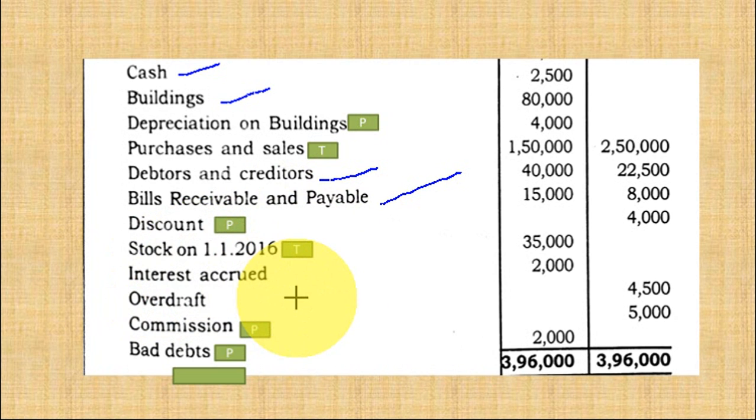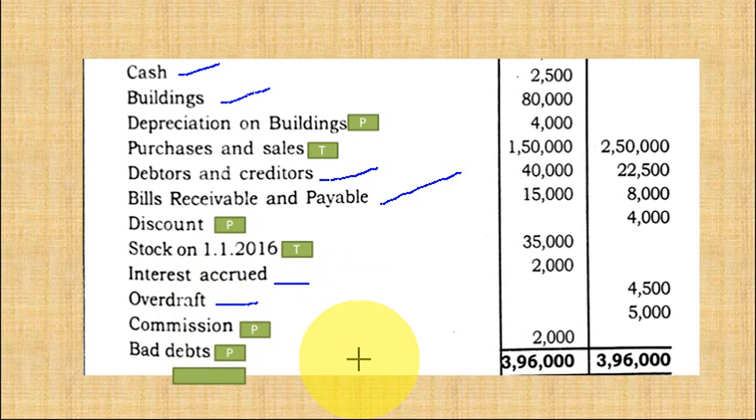Interest accrued. So this is interest accrued. In the sense we haven't yet received the interest. We have made some investment and we got the interest, but we haven't received it. So interest accrued. It is an income, but it is outstanding income. Always remember interest accrued, outstanding income. It goes to the balance sheet as asset, outstanding income. Overdraft, liability, balance sheet. Commission, profit and loss account.